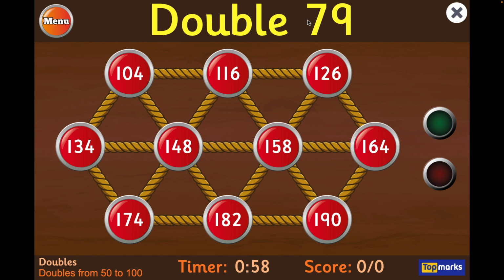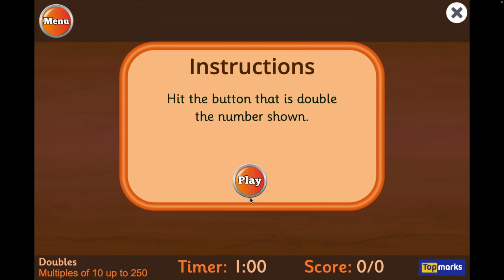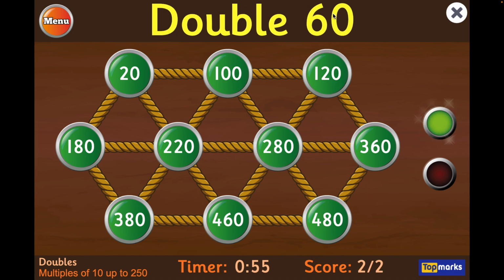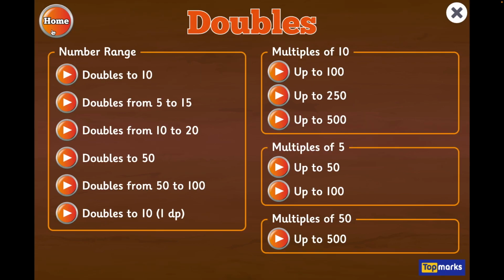79. Now this is a lot harder, more difficult, definitely more challenging. So only do something like this if your students are ready to practice this skill. I know 9 doubled is 18 and 70 doubled is 140. So that's 158. Let's go back out. Let's look at the multiples. If we have multiples of 10 up to 250, double 60, 120, double 140, 280, double 60, 120, double 10 is 20. So you have so many options for all of your students who are at different levels.